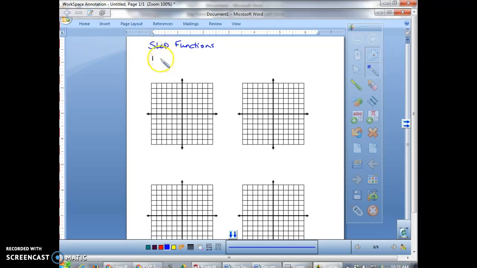We're going to learn two different ones. One is called the floor, and one is called the ceiling. So I'll do both. I'm going to do the ceiling over here. Okay, so the function looks like this.